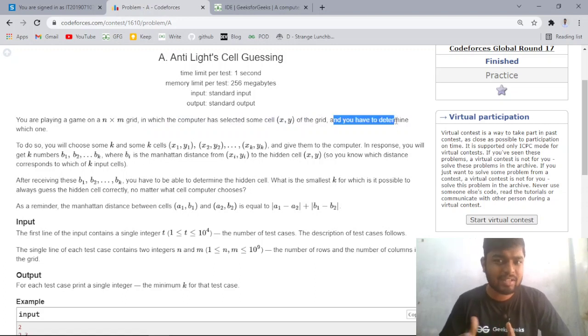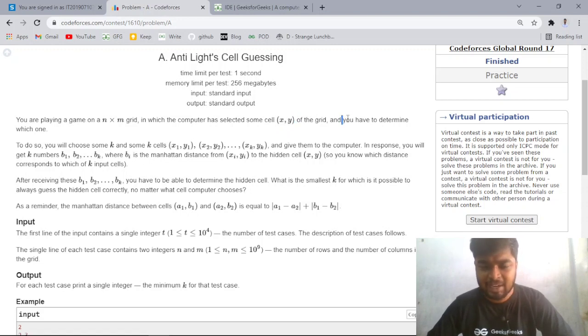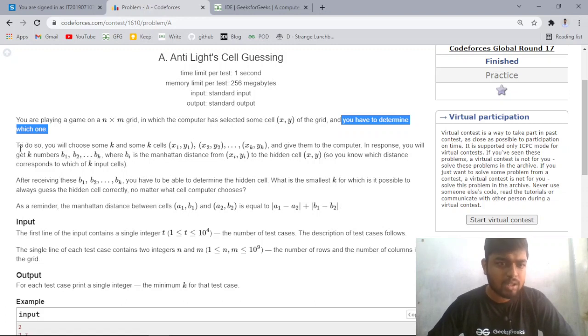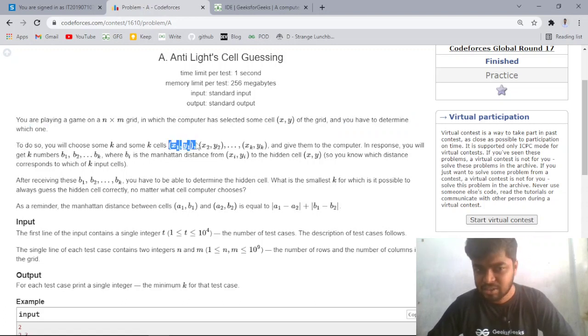So you are playing this game on this grid which is of size n cross m. The computer randomly selects one cell, that is x comma y, which will be lying inside this grid of n cross m size, and you have to determine which cell the computer has chosen, right? To do this, you can choose some number of cells, let's say x1 comma y1, x2 comma y2, according to your choice, and then give them to the computer, right?